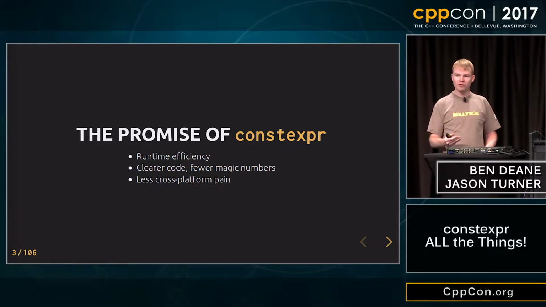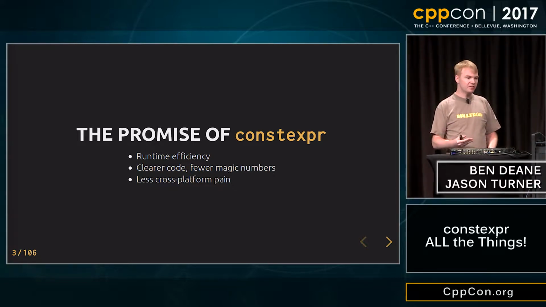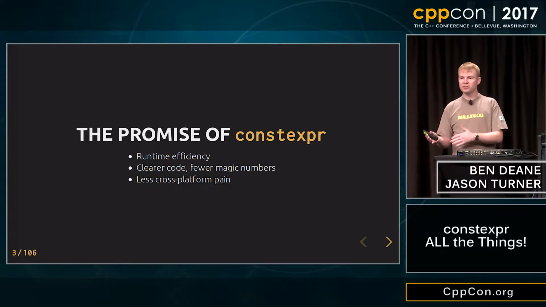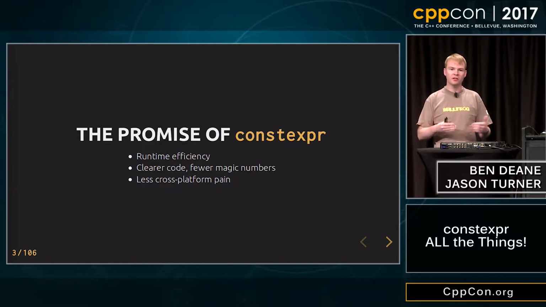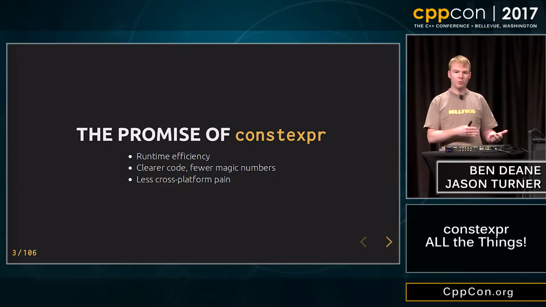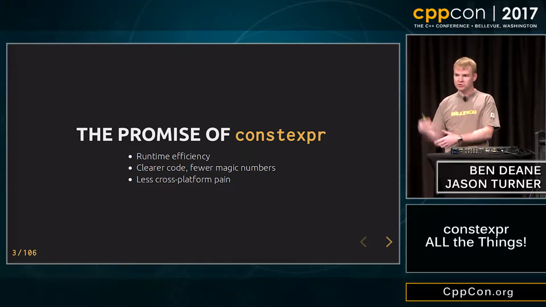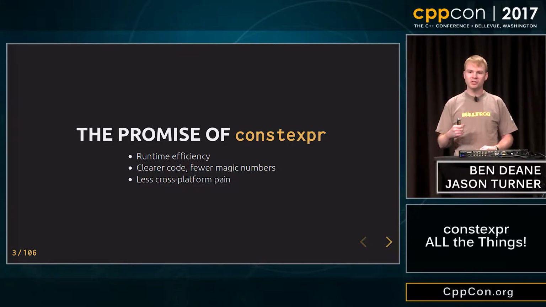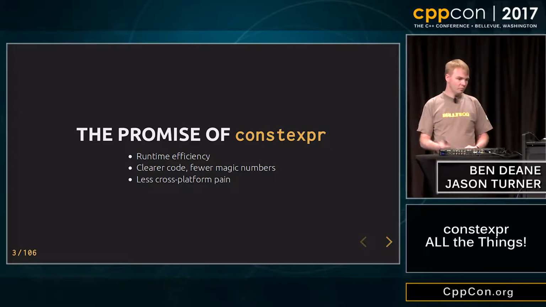And less cross-platform pain is nice if you can move things into the compiler that were previously in some other step in your tool chain. So if you can do things constexpr-wise now using the compiler rather than, say, generating code to produce your constants or whatever, that's nice. And if you're working cross-platform, reducing steps in your tool chain is very nice.